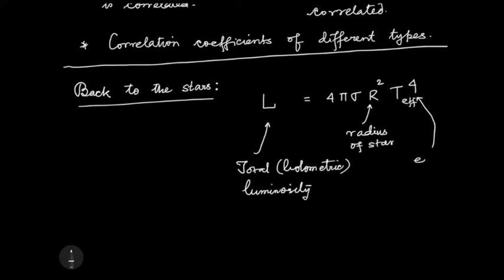And this let us call effective temperature. For the time being, we can assume it to be a black body, so the effective temperature is the temperature of the surface of the star. Alright, so this is what we saw.